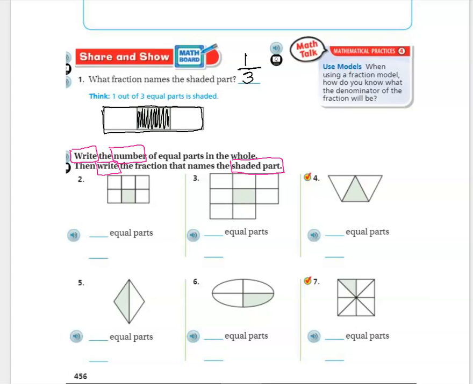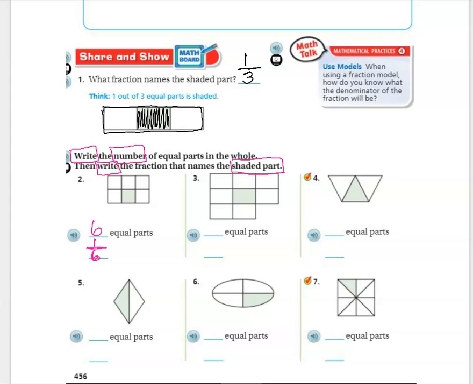Go ahead and write the total number of equal parts. We have 6 equal parts. And now we have to write the fraction of the shaded part. So I'm going to draw my fraction line. We have 6 total parts. 1 of them is shaded. So let's go on to number 3.